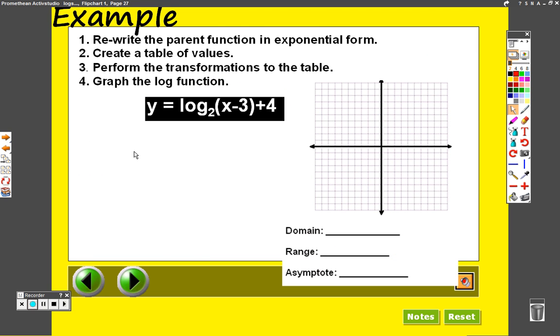So here we have two different transformations. I want you to pause for a second, get your parent function set up, and then get that table ready. And see if we get the same values for the table. Go ahead and hit pause. Try it, get it set up, and then hit play.